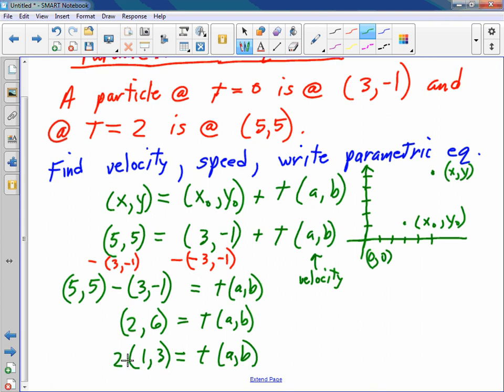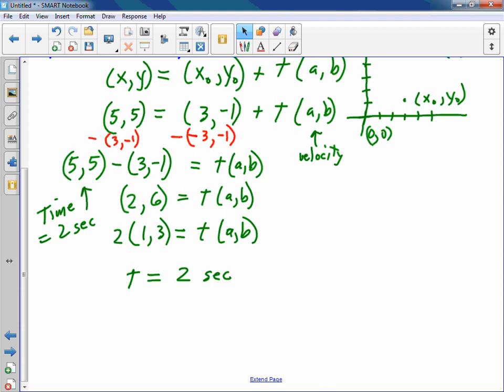But you could have remembered that time equaled 2 seconds for 5. And that would have been the 2 right there. So now we know that t equals 2. t equals 2 seconds.